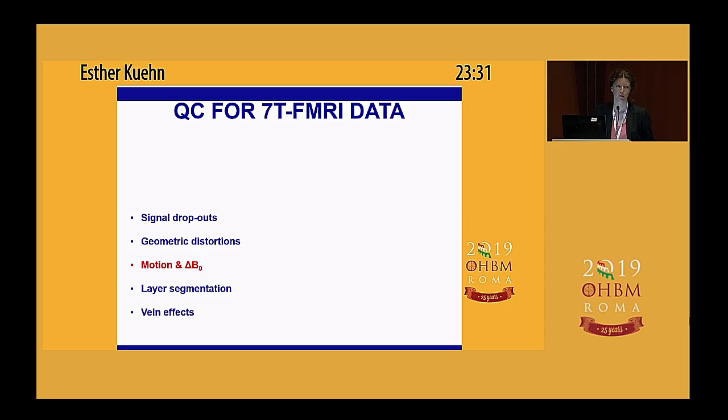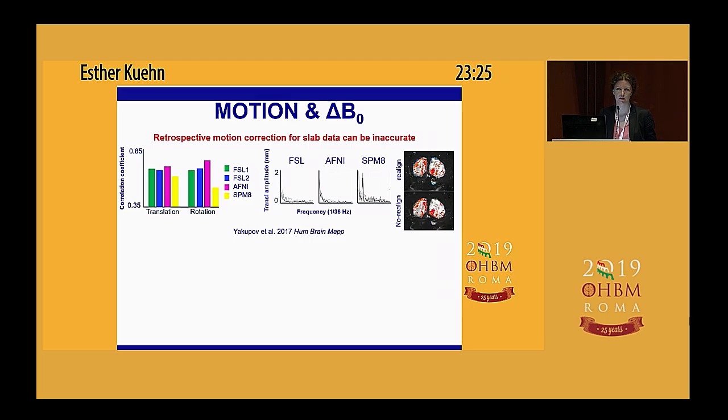Another problem that we heard about before is motion. Motion is also a major problem, of course, in 3 Tesla fMRI experiments. It becomes, however, extremely critical for 7 Tesla fMRI experiments because, as I showed at the beginning, you are sometimes looking at voxel sizes of around 0.5 or 0.75 millimeters. So even a motion of around 1 millimeter is getting you into serious trouble if you want to conduct layer-specific analysis.